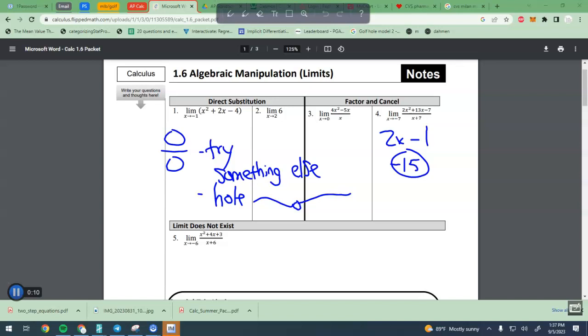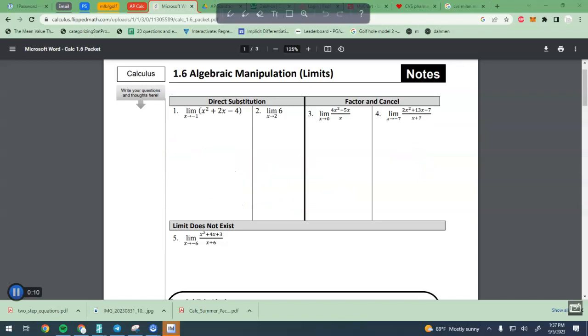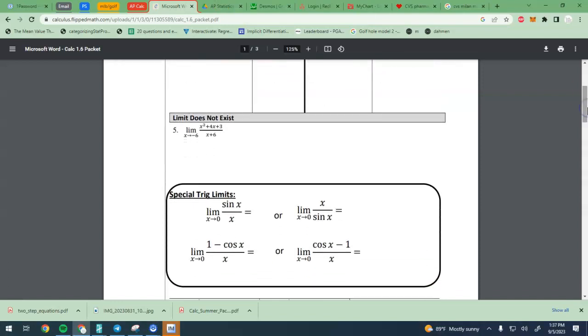Number 5 is a situation where the limit doesn't exist. So how do you know when that happens? If I try to plug negative 6 in, what do I get on top? I get 15. Agree? What do I get on the bottom? I get 0, don't I? So this doesn't mean you can keep going. Does everybody know what this does mean?